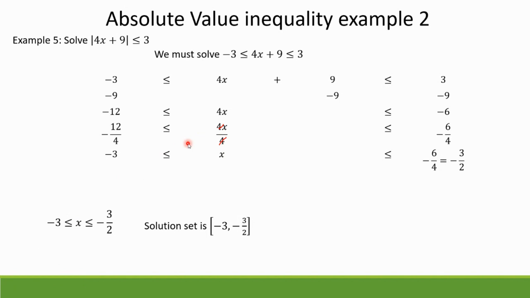So we get -3 less than or equal to x, and x less than or equal to -6/4. -12 over 4 is -3. -6/4 we get over here, which is the same as -3/2. But if you left it as -6/4, that's fine. So our solution set here is this, which as an interval turns out to be this. That was good. Are there any questions on this?